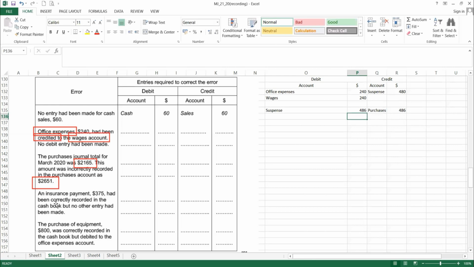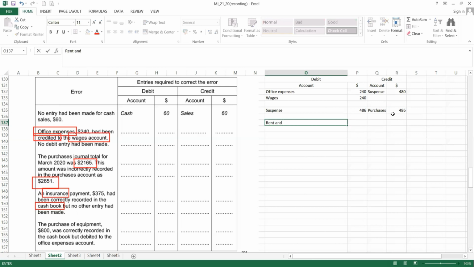Okay, the others, number 3, an insurance payment 375 has been correctly recorded in the cash book, but no other entry has been made. That means that insurance account omitted. Cash book correct, so you don't go and touch the cash book because cash book is correct. That means credit side is correct, debit side is omitted. So insurance is expenses is in the debit side.